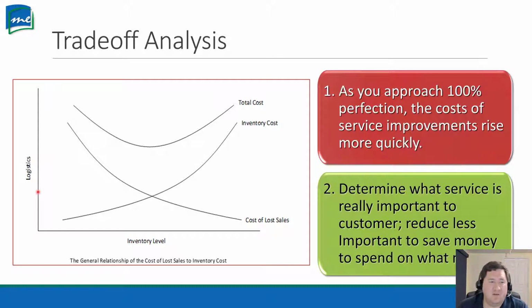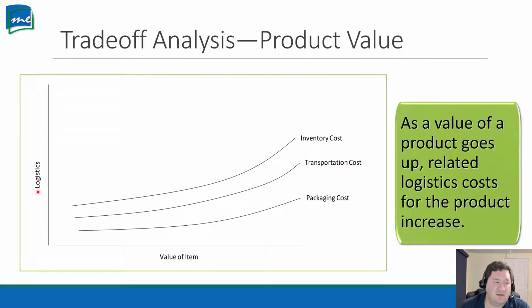So then we can also take a look at our product value. So if you think about it, as the value of our product goes up, related logistics costs for that product increase. So imagine we're shipping feathers that are going to be put into pillows. A pretty low dollar item, right? And so you're probably not going to put too much money into shipping that.